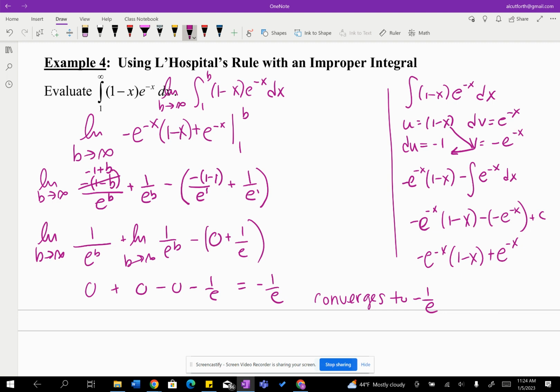If b was an x, let's just, for the sake of our brains, think about b being an x. You would do the derivative of -1 plus x. What's the derivative of -1 plus x? And then if b was an x here, what's the derivative of e to the x? E to the x, right? So L'Hopital's rule is just derivative top over derivative bottom, and then you do your limit.